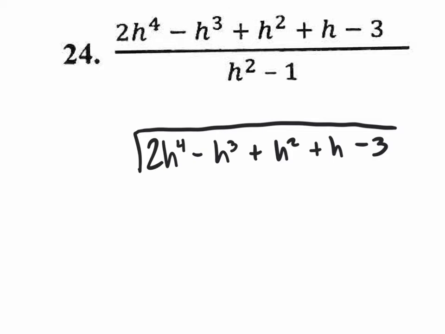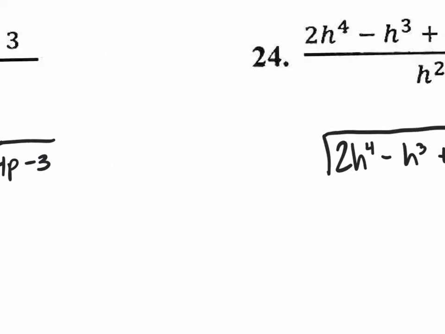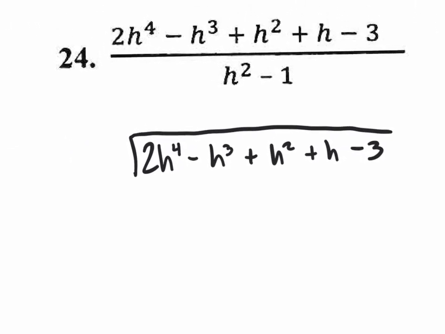So in order for me to stay organized, just like before, just like over here, I needed that missing p to the third, I put it with the 0p to the third. I need to do the same for this one. Anytime you have missing powers, you have to represent them with a 0, with the coefficient of 0. So yes, I do have the h squared, but I want to put a plus 0h because there is no h's, and then I have the minus 1 at the very end.